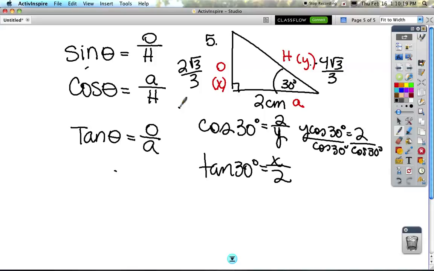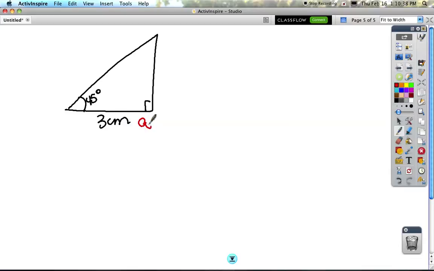Okay, so let's look at number 6. Okay, what did we label the 3? Adjacent. What did we label the vertical? O. And label the slant? H. So I'm going to label this X and I'm going to label this one Y.